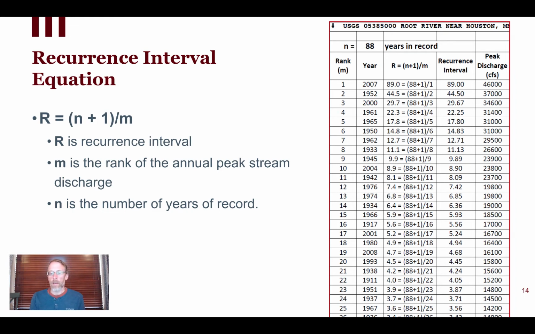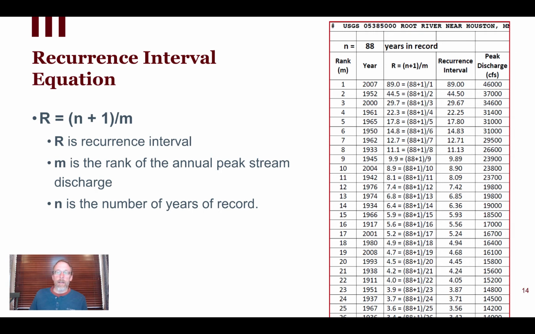Now, on the other hand, let's think about down here towards the bottom of the list, we have some 5-year recurrence intervals, 4-year recurrence intervals. Now, on 88 years of record, how many times statistically should we expect to have seen about a 4-year discharge? Well, think about it. 88 divided by 4 sounds like 22 to me.